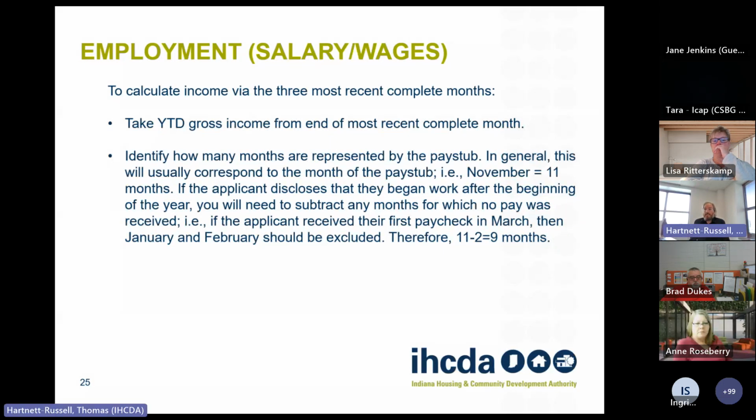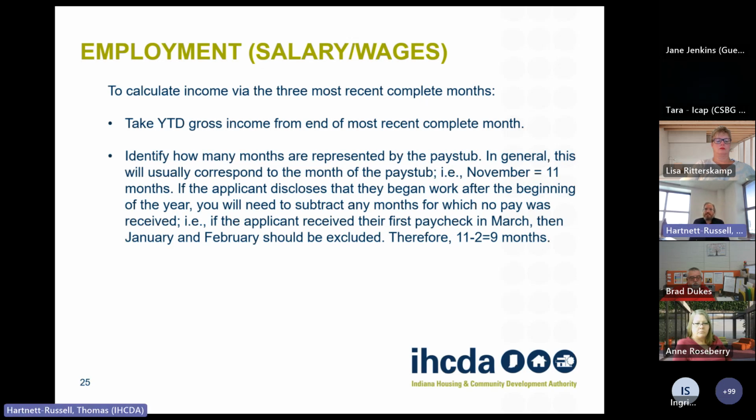Next step would be to take that year-to-date gross income from the end of the most recent complete month and identify how many months are represented by that pay stub. So in general, this is going to correspond to the month of the pay stub. So for instance, November would be month 11.